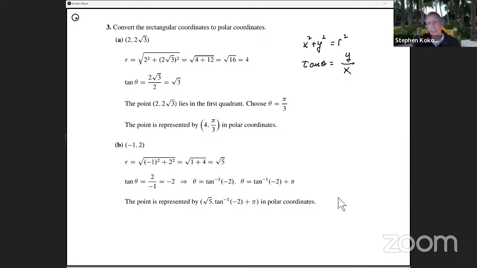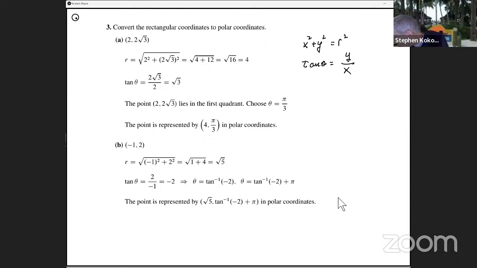Okay, now we've got to think a little carefully. I actually think that 3B is probably the hardest problem we'll do tonight. You have to think carefully about where this xy coordinate, where this point is actually located, and make sure that you choose the correct angle theta in satisfying tangent of theta equals y divided by x.